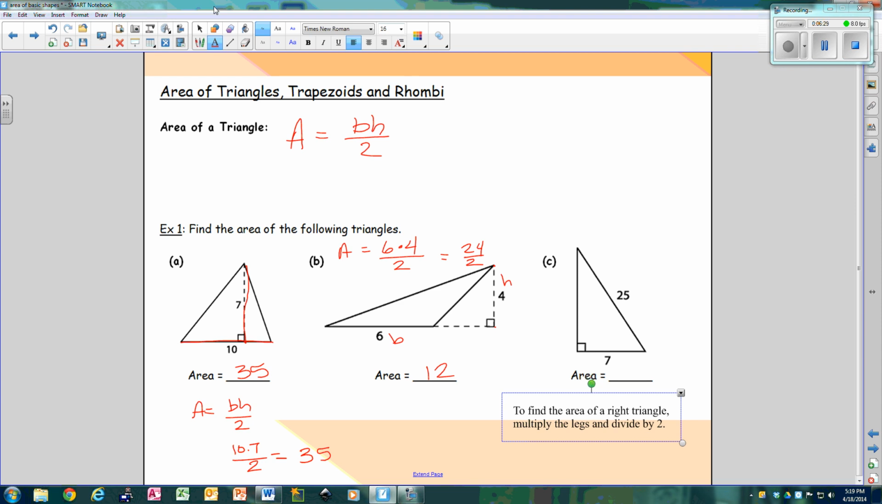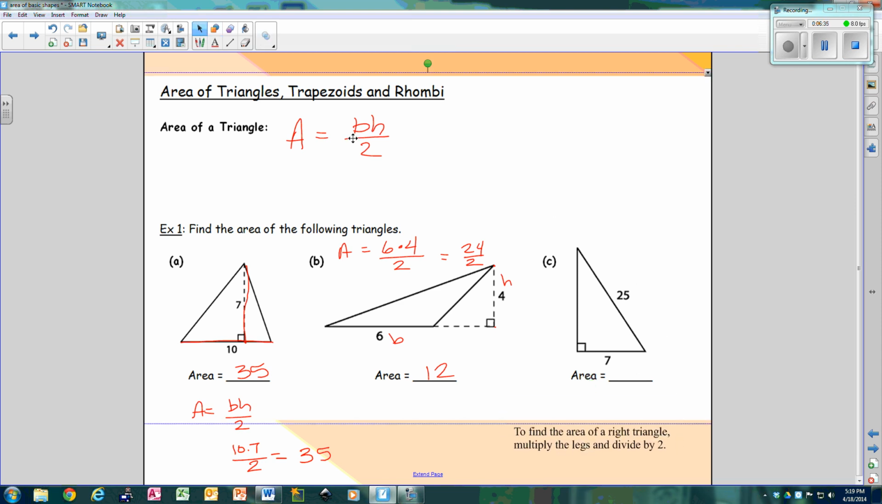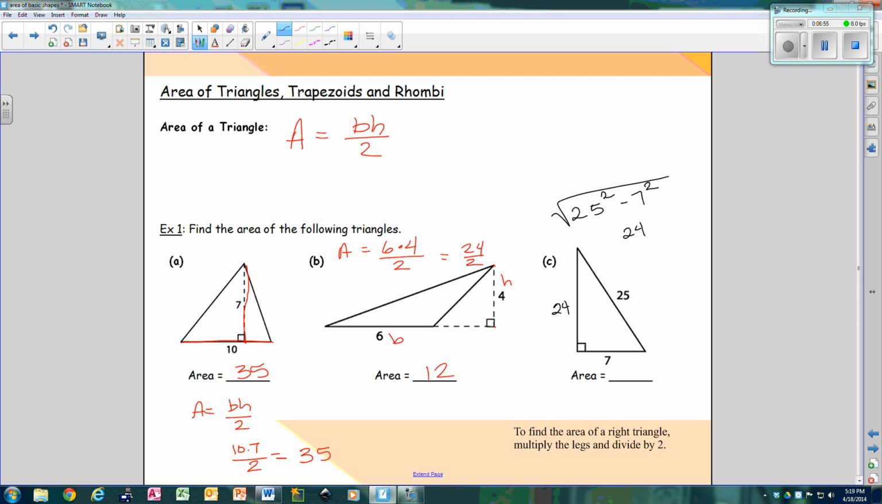So if you know your legs, then you just multiply the legs. All right, so what I need to do here is I know that this leg is 7. I know the hypotenuse is 25. So I'm going to do the Pythagorean theorem. Since I know the slanted side, I know I've got to subtract. So 25 squared minus 7 squared. Take the square root, and I get 24. So I find out that this side is 24. Now I know both legs. So the area is 24 times 7 divided by 2, which is 84. And that's all you have to do on right triangles.